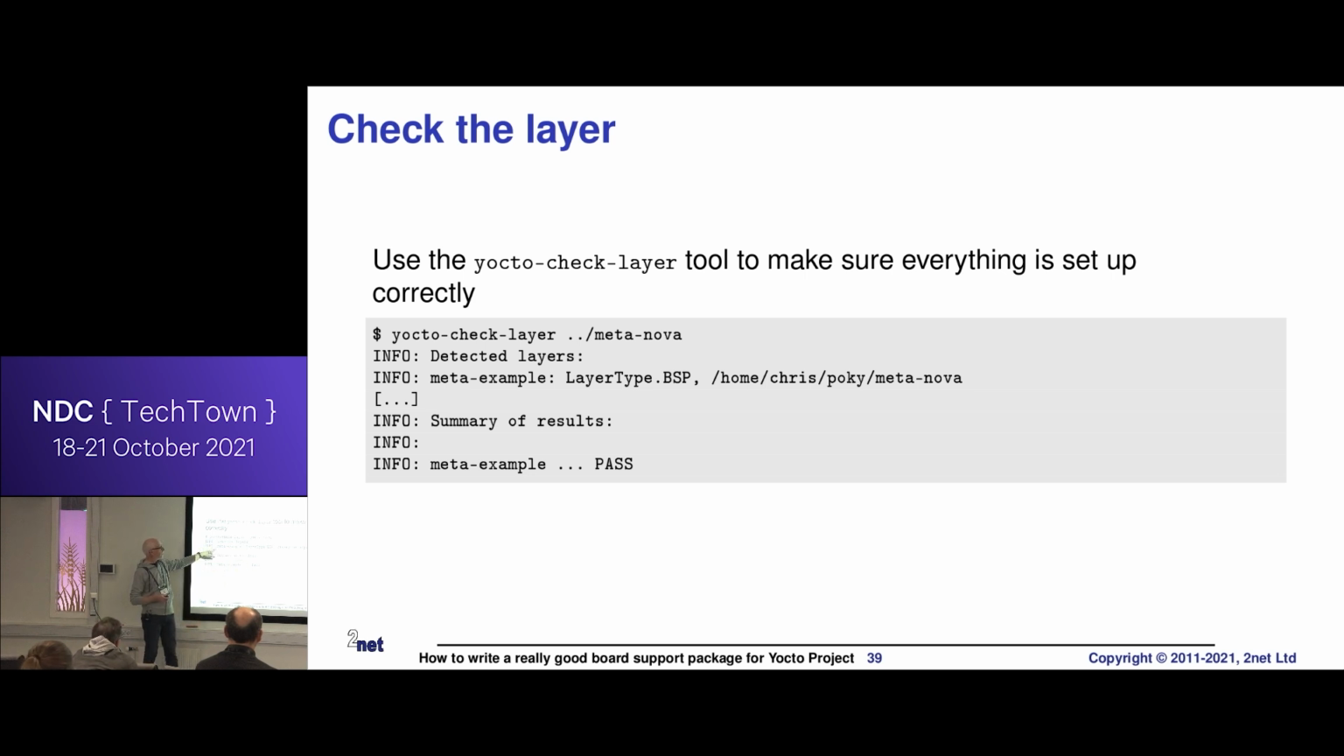In this case, it says this is a BSP layer. It knows that because it's found a machine.conf file. And then it does various things, and hopefully you want to see at the end, pass. There you go. There's a gold star for you.